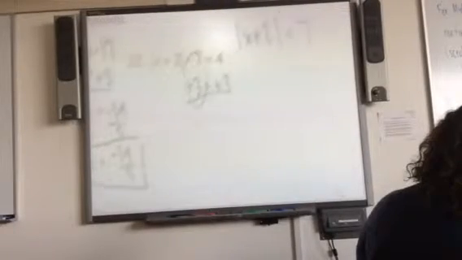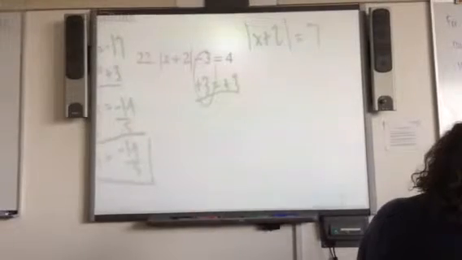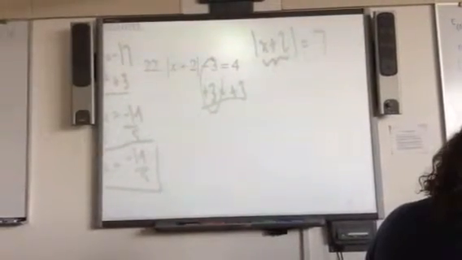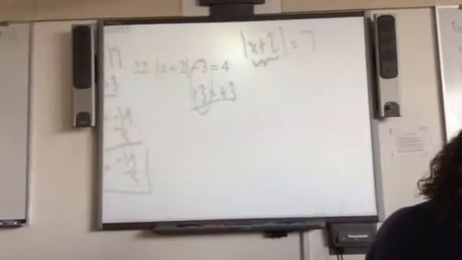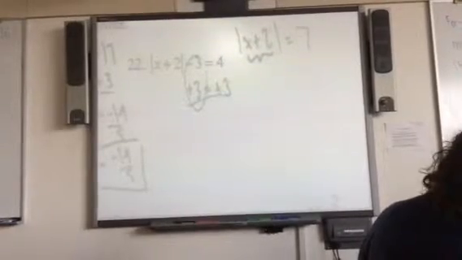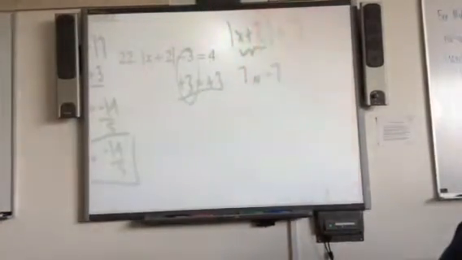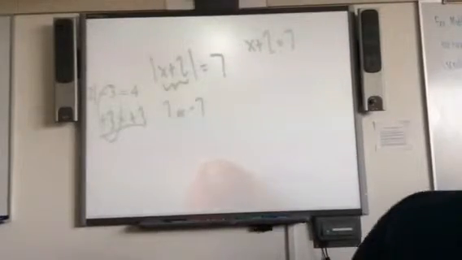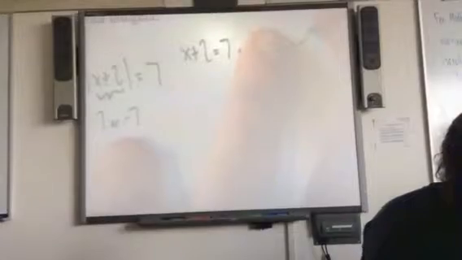So again, this means that in here, x plus 2 can be one of two things. It can be positive 7 or it can be negative 7, right? Because if negative 7 were in there, the absolute value of negative 7 equals 7. So we're going to set up two equations. This could be 7 or it could be negative 7. So the problems we set up are x plus 2 equals 7 or x plus 2 equals negative 7.